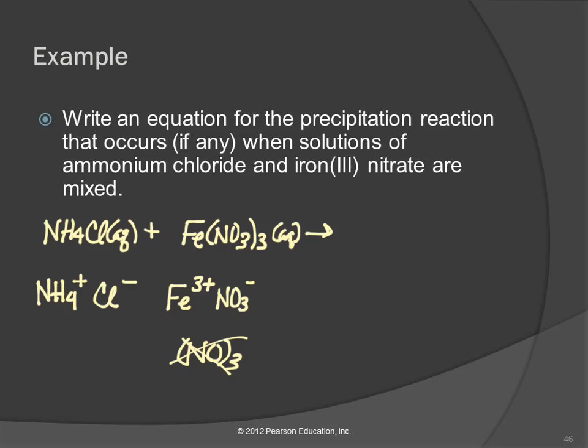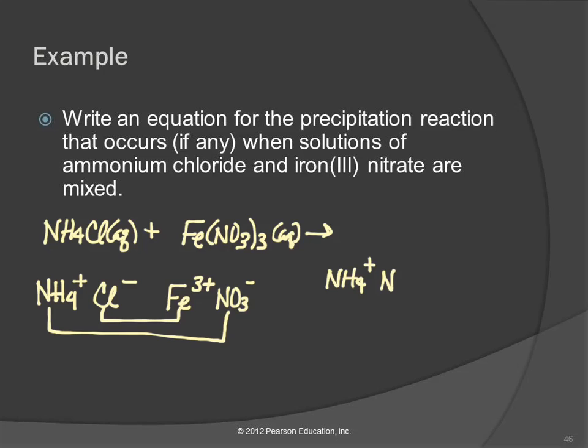Now we're going to swap partners. Let's get rid of that. So I'm going to see if ammonium and nitrate are going to hit it off, and iron and chloride. It's always the cation and the anion. So over here, I'm going to write NH4 plus with his new partner. You could think of them as being at a dance and somebody's cutting in. They're swapping dance partners. And then I've got Fe3 plus and Cl minus.